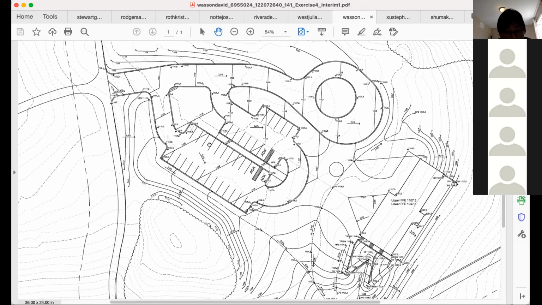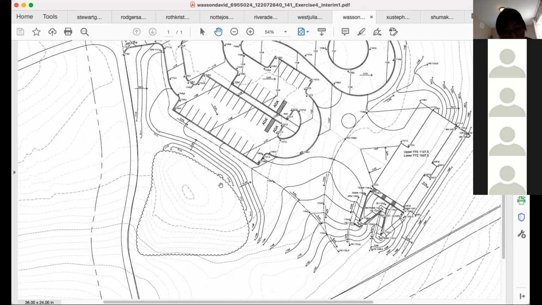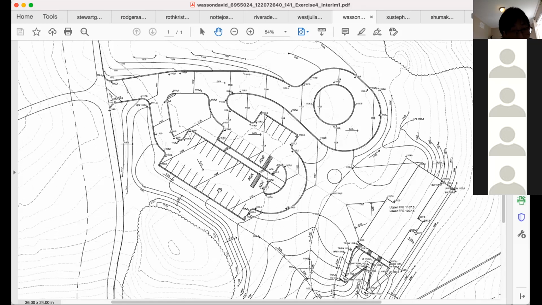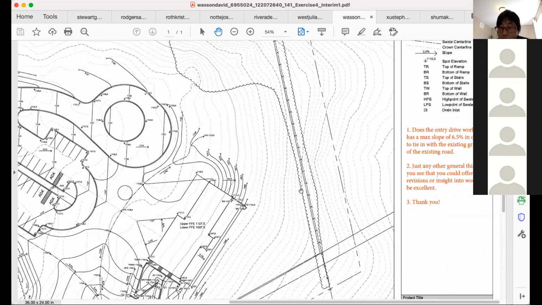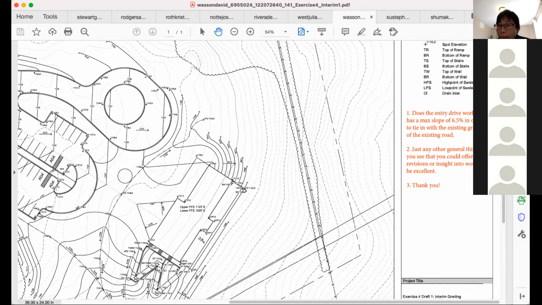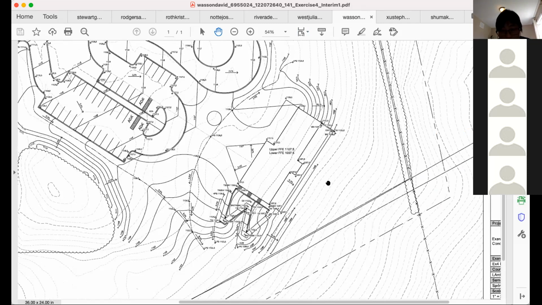you cut everything off here. So it took a different strategy, I think, on the side. Yeah, that's okay. I do have two questions over on the right in my title block. I forget what they were, but okay, does the entry drive work? It has a maximum. Yeah, that's fine. Just any other general things you see. I don't see anything yet.